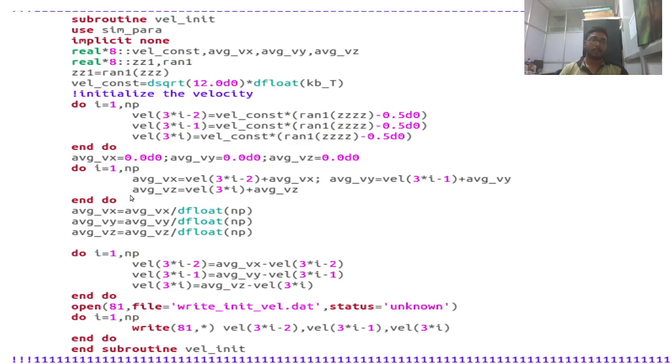Then you calculate the average velocities in each of the directions, which are the total velocity in each direction divided by the total number of particles. After that, for each particle we redefine the velocities by subtracting the averages in this way, and then we write all those velocity arrays in a file, initial velocity dot dat, similar to the position.